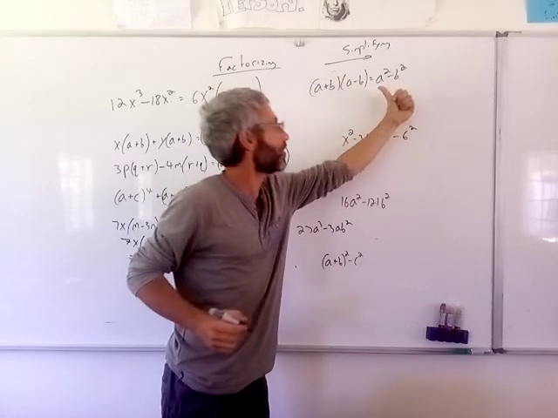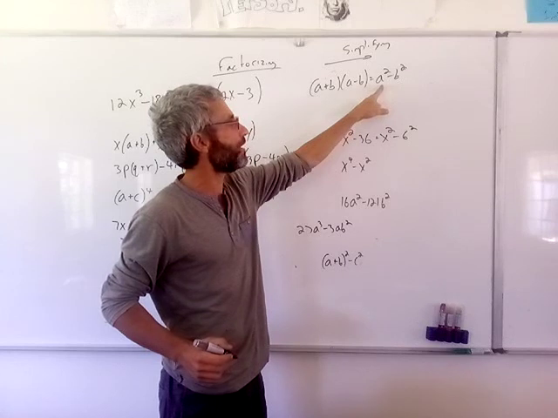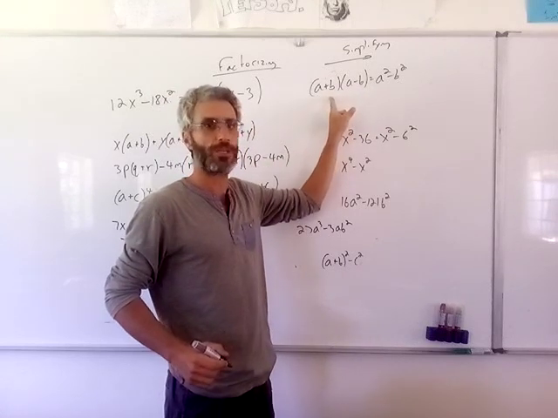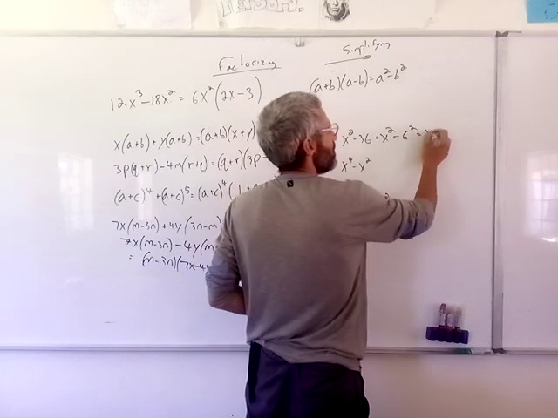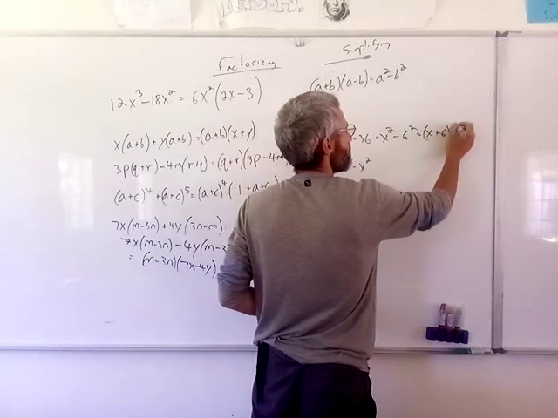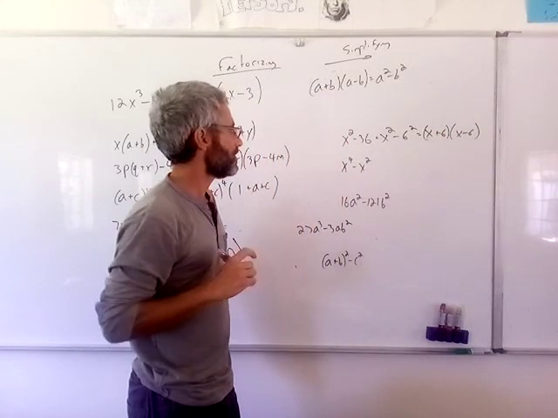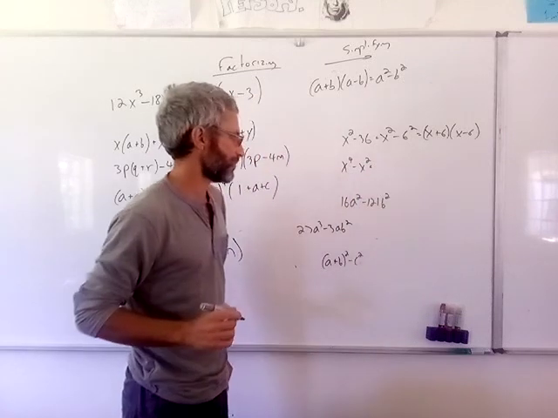Now, in factorizing, we're working backward. So now I've got an a squared minus b squared. Therefore, I should be able to write a plus b times a minus b. In this case, the a is x and the b is 6. So that's going to be x plus 6 times x minus 6. Okay? Right. Now here there's a couple of things we need to do.